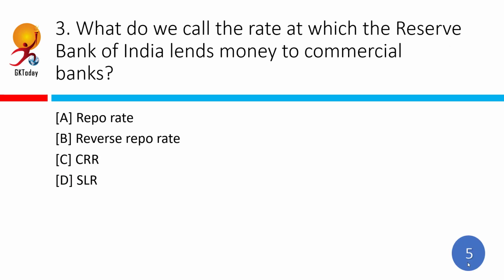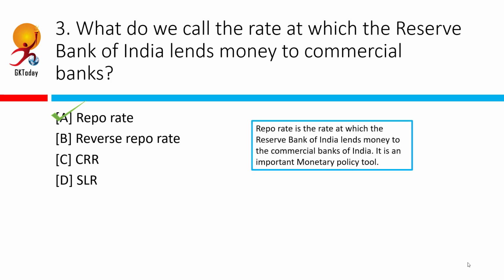What do we call the rate at which the Reserve Bank of India lends money to commercial banks? Now, you have to answer from within the options. I know there are two answers to this technically, but among the given options, the correct answer is repo rate. So, repo rate is the rate at which Reserve Bank of India lends money to commercial banks of India, and it is an important monetary policy tool. The other rate is the bank rate being the long-term interest rate, whereas repo rate is more of a short-term financial tool.